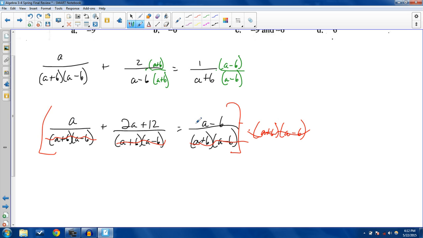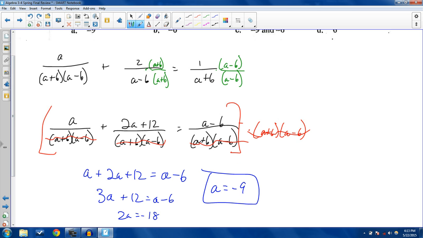Anyway, if this over that plus this over that equals this over that, then this plus this equals this. So A plus 2A plus 12 equals A minus 6, and we can solve for A. We get 3A plus 12 equals A minus 6, 2A equals negative 18, and A equals negative 9.